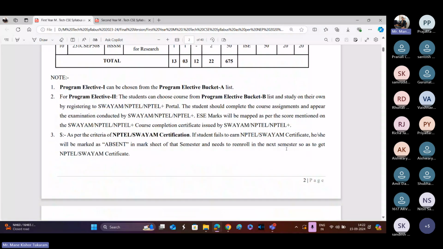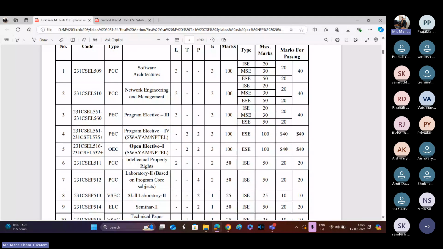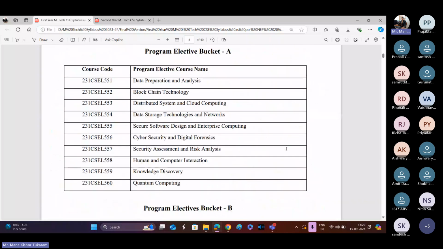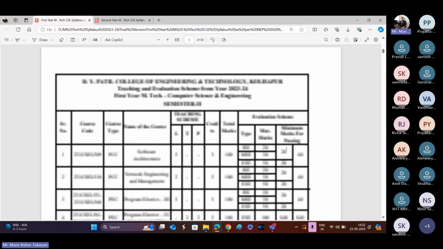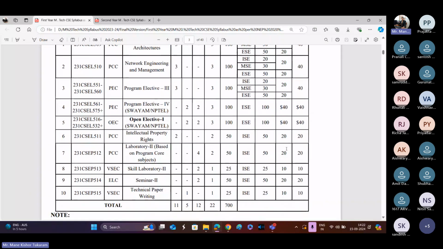Then in the second semester, we have the same pattern. So 3 theory subjects: software architecture, network engineering and management, and program elective 3. In program elective 3, we are dealing with the subject data preparation and analysis. This course is very much required while you are visualizing the results, or doing the training related to your data. Okay.